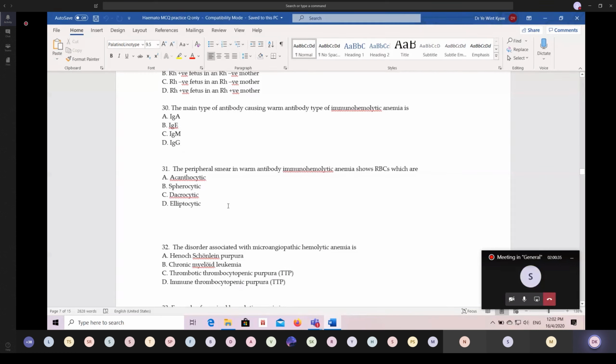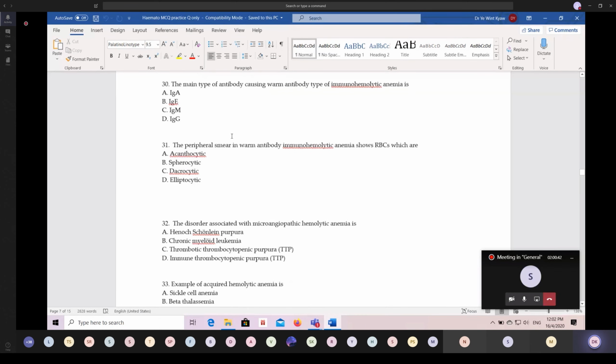So what is the main antibody type? IgG. IgG.